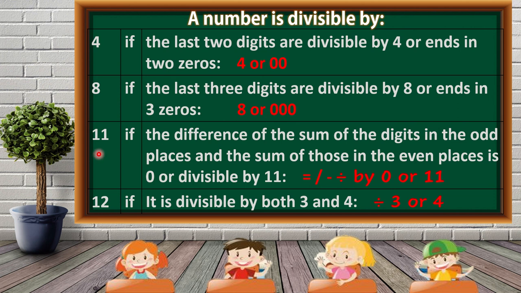Divisibility rule for 11: if the difference of the sum of the digits in the odd places and the sum of those in the even places is 0 or divisible by 11. So, can it be divided by 0 or 11? For 12, it is divisible if it is divisible by both 3 and 4. So, it can be divided by 3 and 4, with no remainder. All of them should have no remainder.